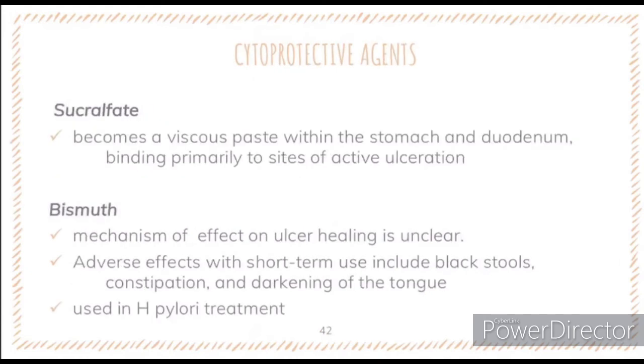For the cytoprotective agents, we have the sucralfate, which becomes a viscous paste within the stomach and duodenum, binding primarily to the sites of active ulceration. We also have the bismuth, whose mechanism of effect on ulcer healing is unclear. Adverse effects with short-term use of this would include black stools, constipation, and darkening of the tongue, and it is one of the drugs used in H. pylori treatment.